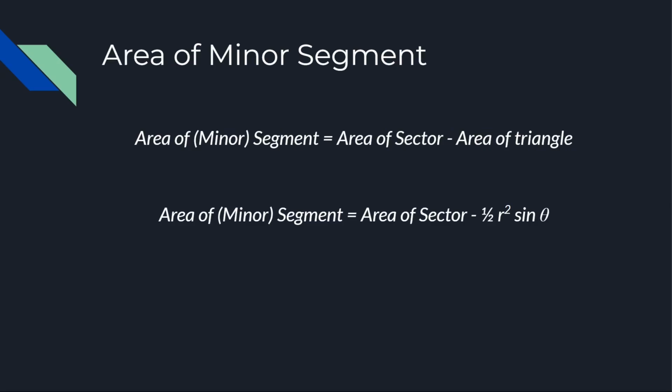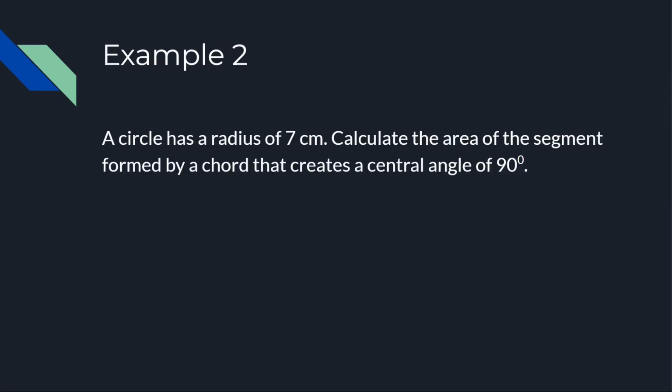Now that we know how to calculate the area of a triangle, we can adjust the formula to use with circles. Since we're working with the radii that form the arc, we replace the A and B with R, and this gives us a half R squared sine theta. Let's now use this example to determine the area of the segment.